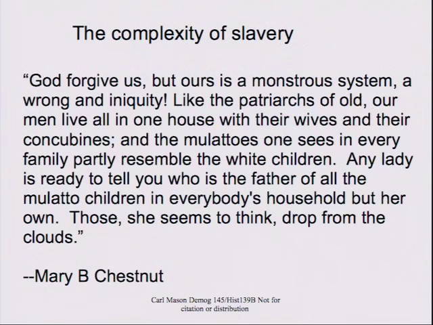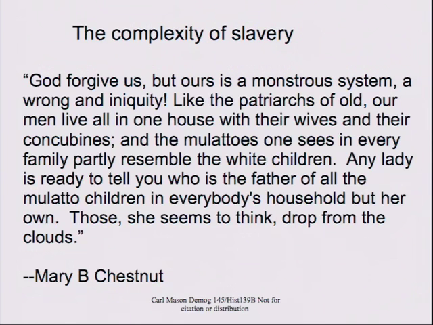And I have another quote here. This is from Mary Chestnut, who is the wife of a congressman from South Carolina. I'll read this one too. God forgive us, but ours is a monstrous system, a wrong and iniquity. Like the patriarchs of old, our men live all in one house with their wives and their concubines, and the mulattoes one sees in every family partly resemble the white children. Any lady is ready to tell you who is the father of all the mulatto children in everybody's household but her own. Those, she seems to think, drop from the clouds.